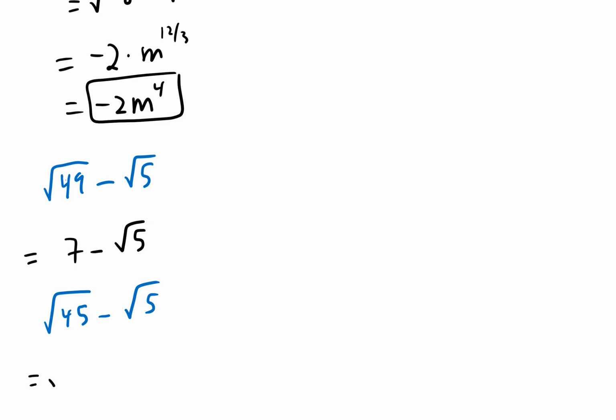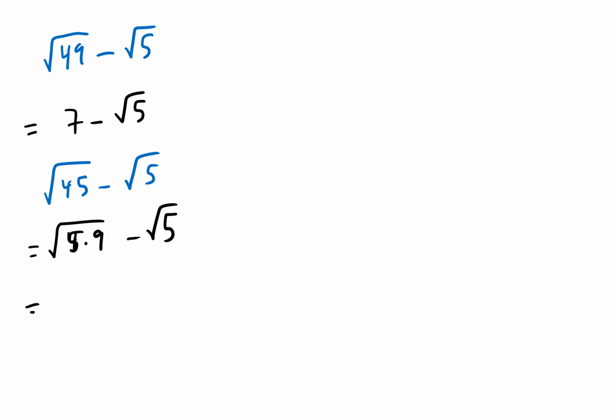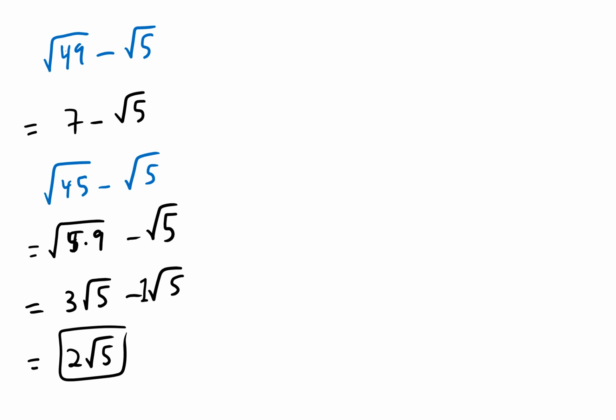But what can I do with 45? With 45, we can write it as 5 times 9, where 9 is a perfect square. So the 9 comes out as a 3 square root of 5 minus square root of 5. So now 3 minus 1 is 2 square root of 5.